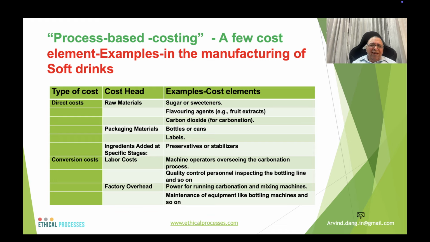Now the accuracy of the cost of these raw materials is very important. Similarly, let's look at the conversion cost. Let's look at the labor cost. The labor may be engaged as machine operators overseeing the carbonization process or quality control personnel inspecting the bottling line and so on and so forth. So inaccuracy in the reporting of these costs can lead to inaccuracies.